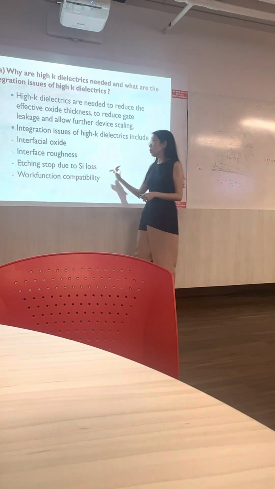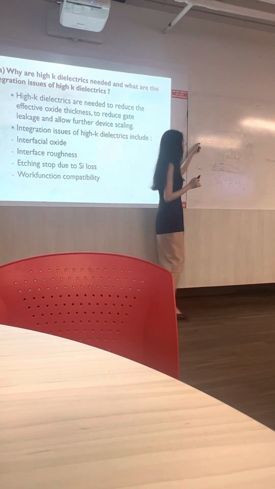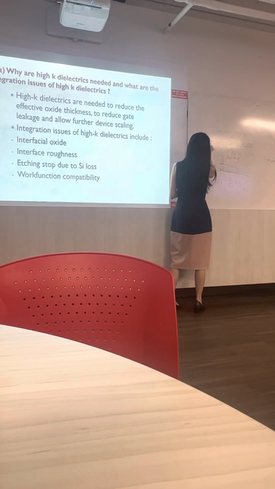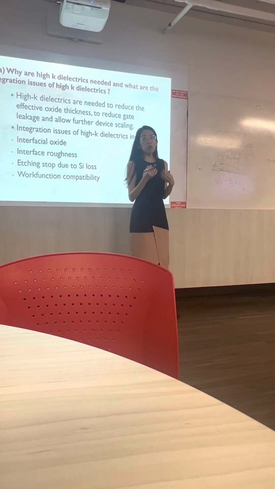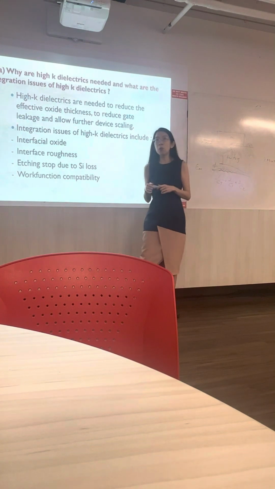So this etch stop due to silicon loss is referring to patterning of the gate, where when you try to remove, the etch may be too fast, right? Then it can't stop well at this metal oxide. Then it will eat into your silicon substrate, leading to a loss of the substrate material. So this is also undesirable.